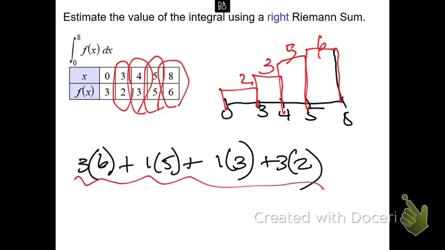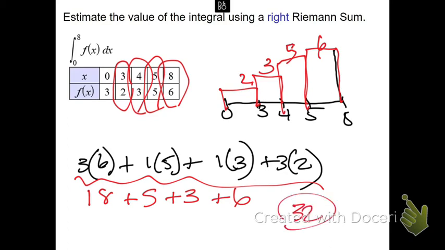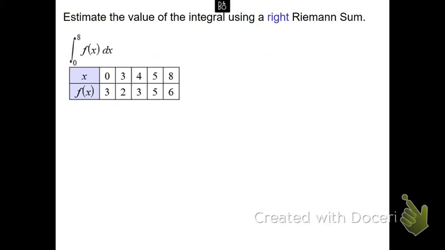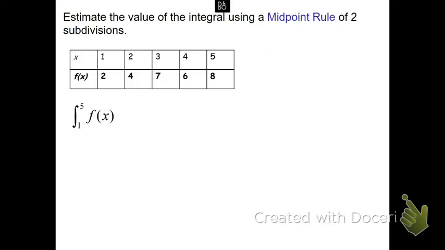Final answer, multiplied out, added up, 18 plus 5 plus 3 plus 6. And what do you get? 32, I think. So that's a left and a right Riemann sum. And go figure, we also have a midpoint rule. They don't call it Riemann sum anymore. It must have been someone else who figured it out. So now it's a midpoint rule, but it's the same idea.